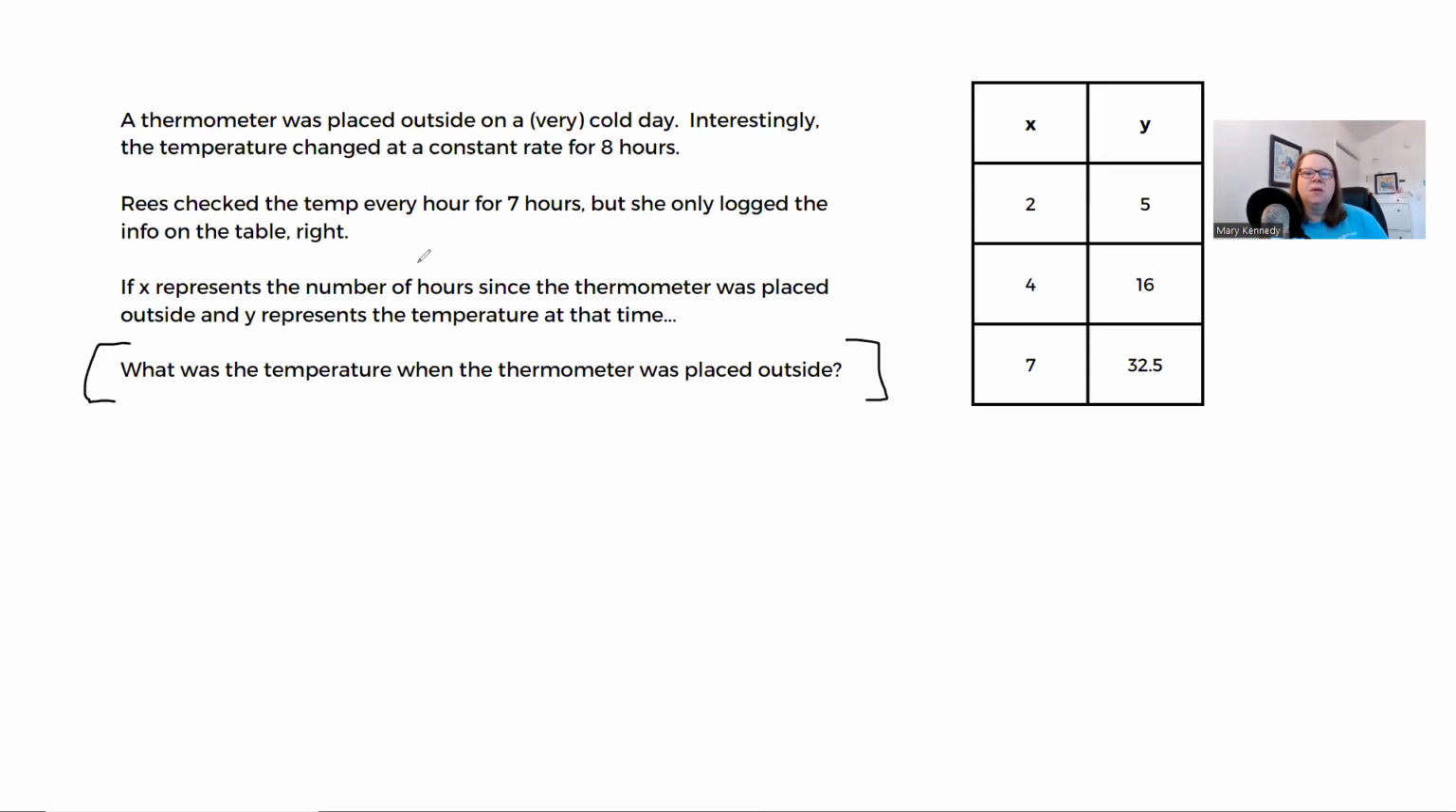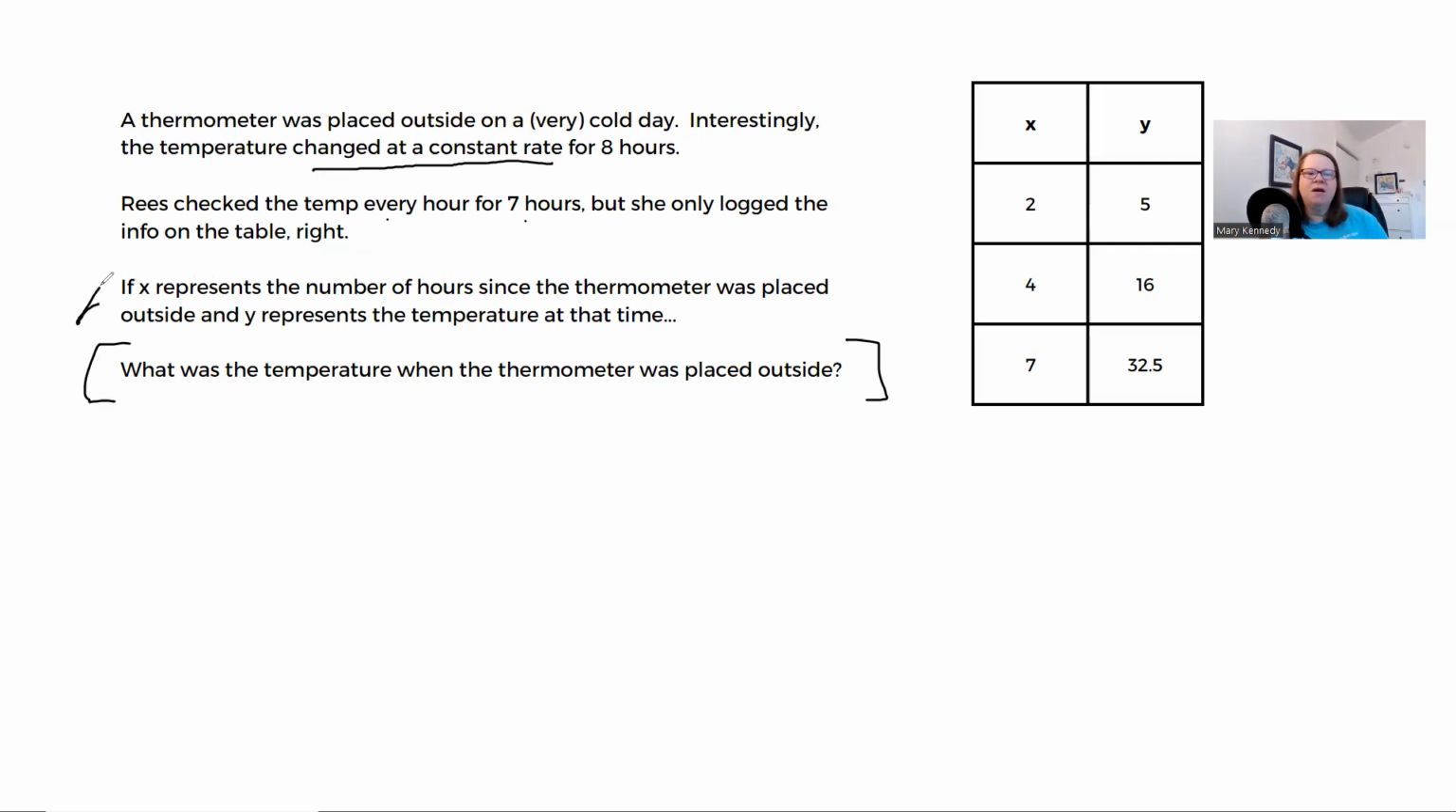Okay. So there's some key information. Constant rate. It changed at a constant rate. That's super important. Maybe 8 hours is important, maybe not. It says Reese checked the temperature every hour for 7 hours. That's kind of different. She only logged the info over here. So we've got an x-y table, but it's not very self-explanatory, right? It doesn't tell us much information.